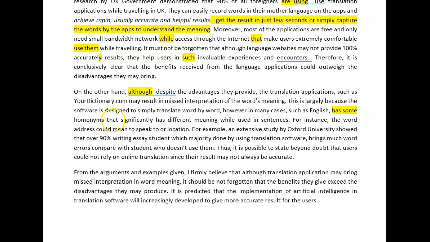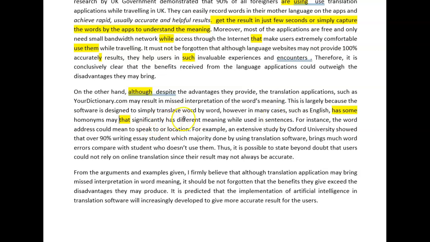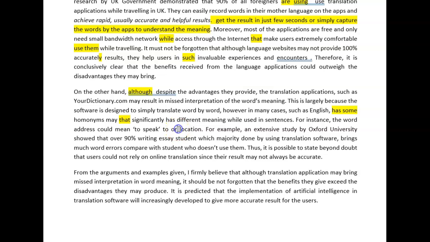Homonyms, yeah, absolutely true. May significantly, I would say, may significantly alter the meaning while used in sentences. Yeah, so I'd say alter the meaning. For instance, the word address could mean to speak or location. Good. For example, an extensive study. You might put that in inverted commas because you are literally highlighting those particular words. Okay, just grammatically that probably works better.